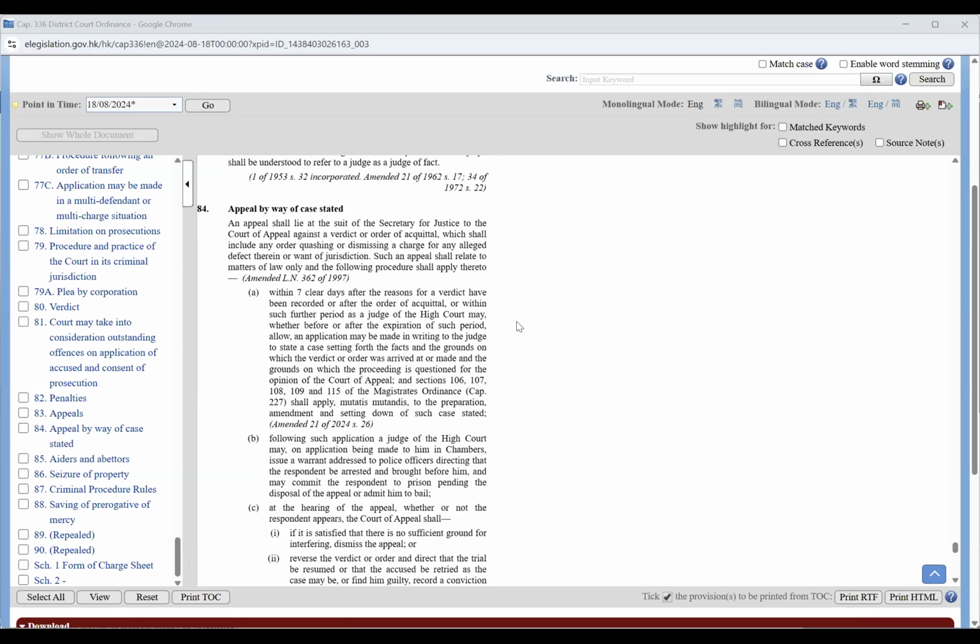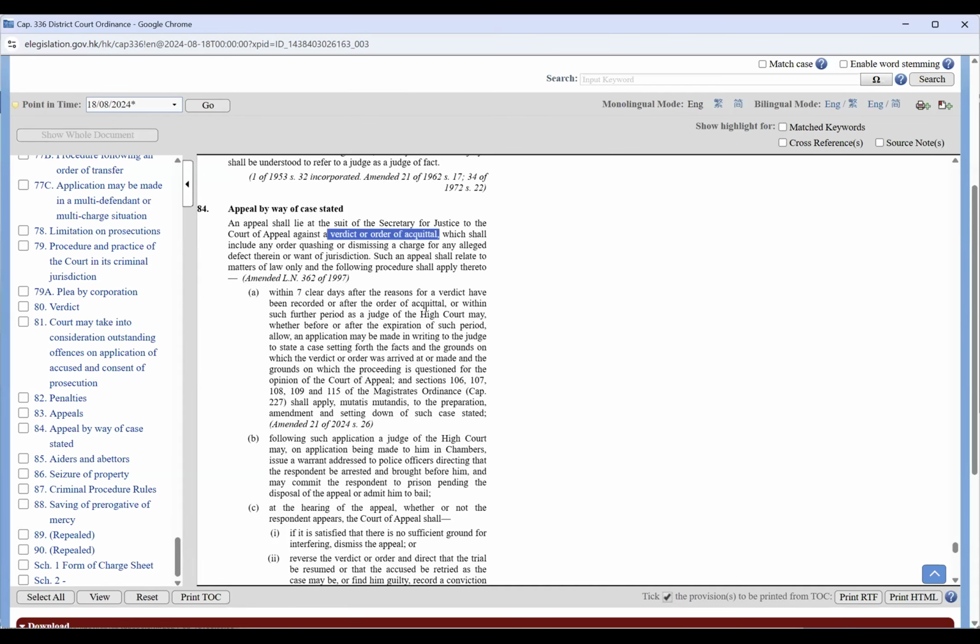All right, so this is section 84 DCO. An appeal shall lie by the SJ against a verdict or order of acquittal, okay, including an order quashing or dismissing a charge for any defect or want of jurisdiction. Okay, so it has to be against an acquittal. Such an appeal shall relate to matters of law only.